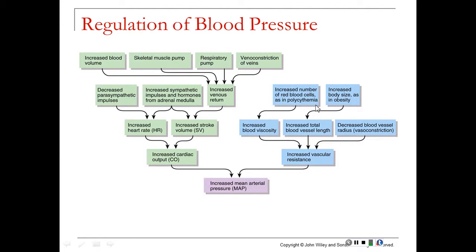You could have an increased number of red blood cells, like in thalassemia. That's going to lead to an increased blood viscosity, or thicker blood. That's going to lead to higher resistance. That higher resistance is going to reduce cardiac output.